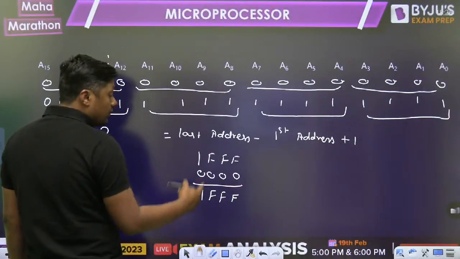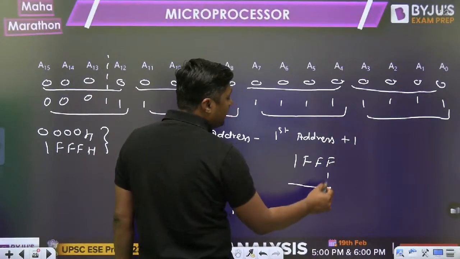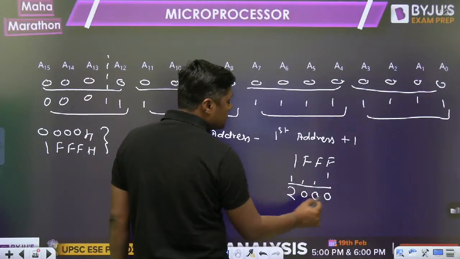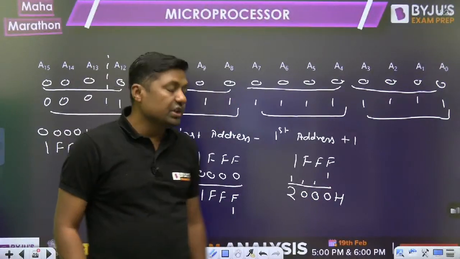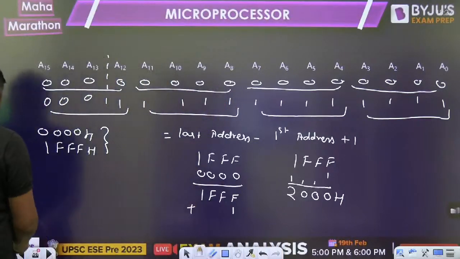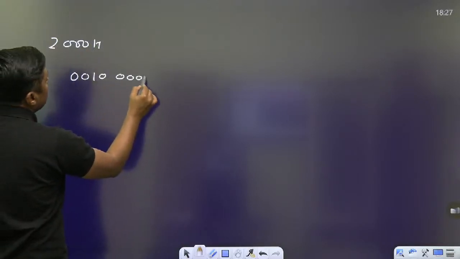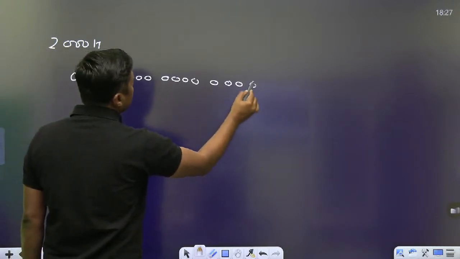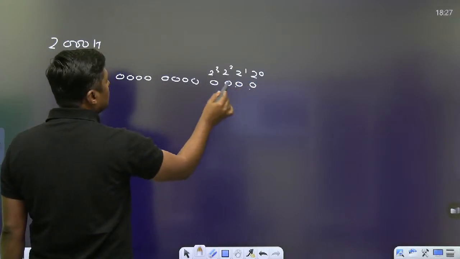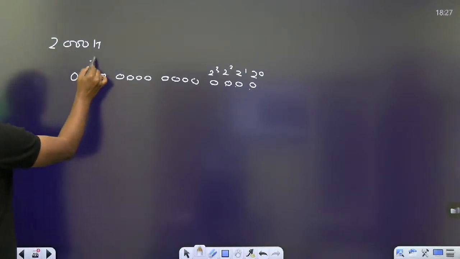You will get 1FFFH plus 1. When I add 1FFF plus 1, F plus 1 is 16, that is 0 carry 1, and so on, and it becomes 2000H. Now convert 2000H into binary: 0010000000000000. Now count the zeros, and it becomes 2 to the power 13.